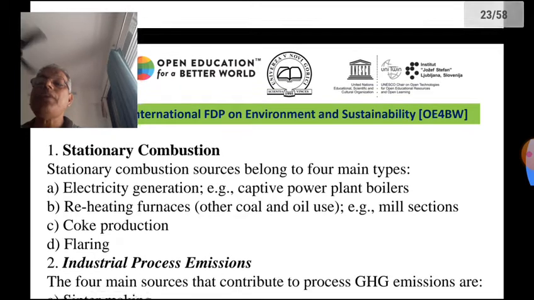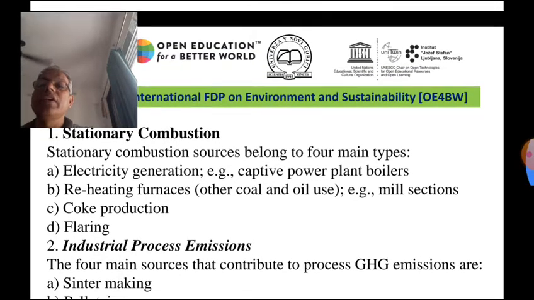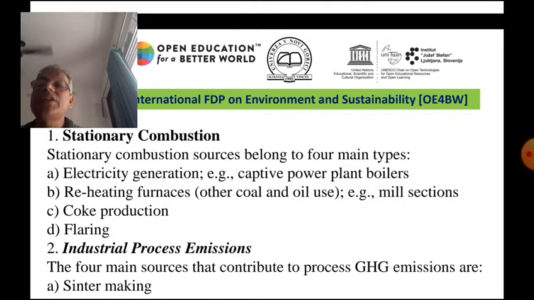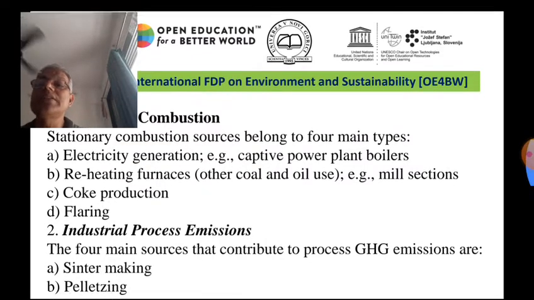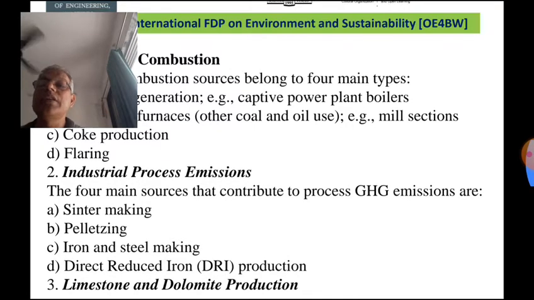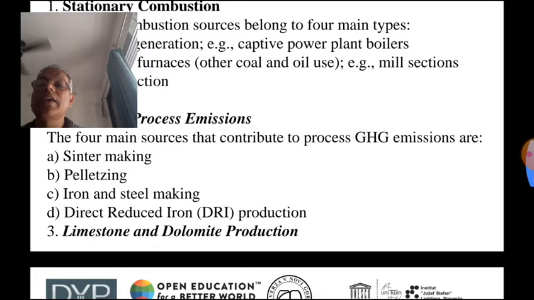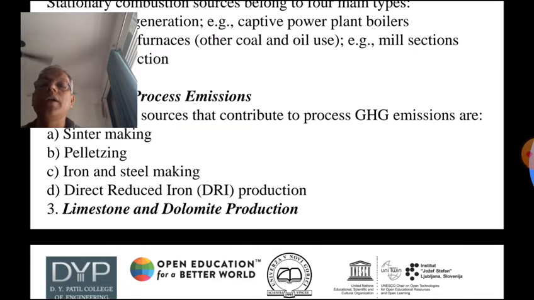So now in the iron and steel industry, which are the processes? Mainly stationary combustion. Under this stationary combustion there is electricity generation or captive power plant boilers, reheating furnaces, mill sections, coke production, and flaring. And the industrial process emissions are sinter making, pelletizing, iron and steel making, and direct reduced iron production. And the third one is limestone and dolomite production.